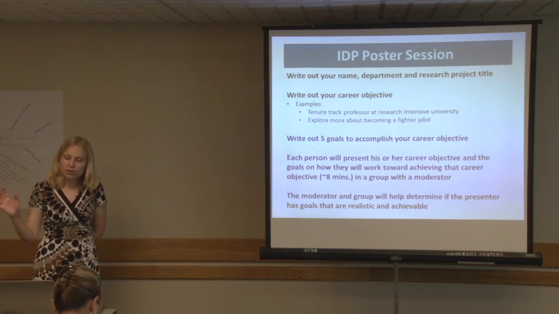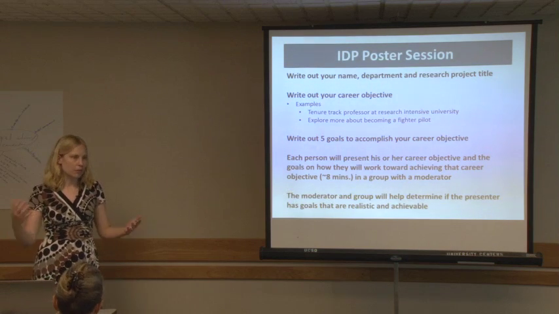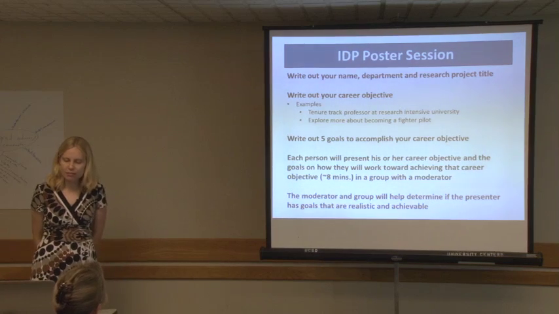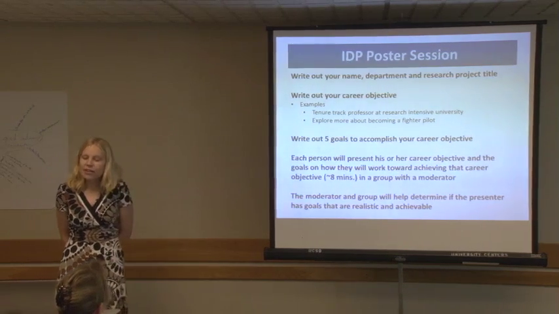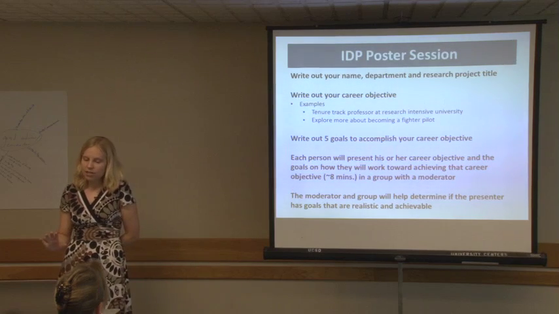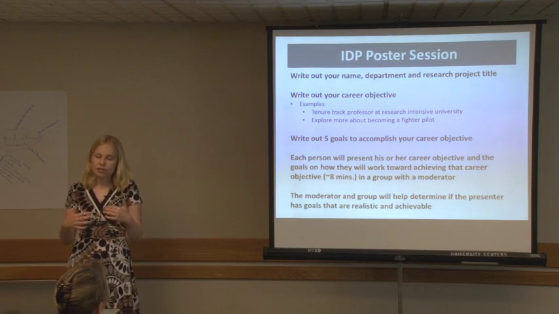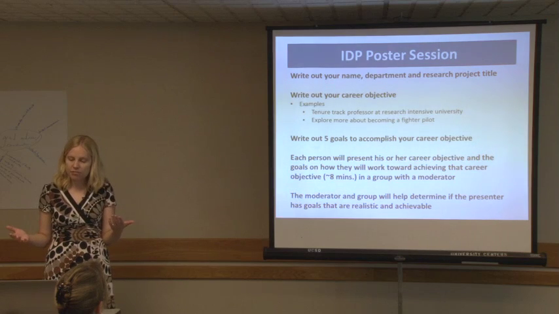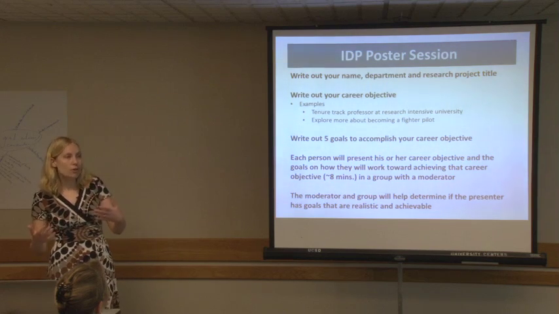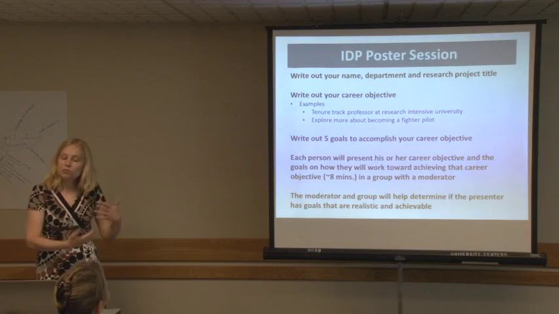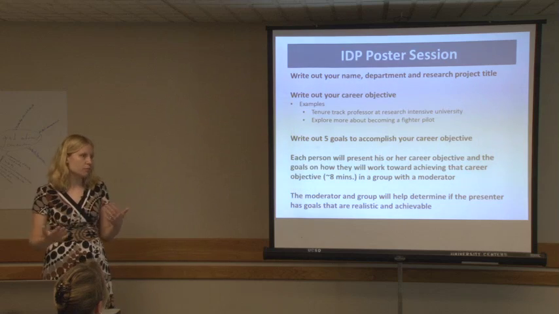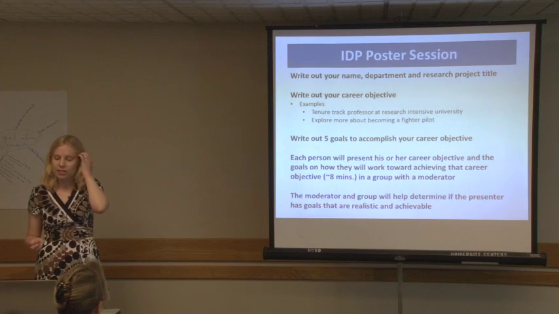Okay, so you're going to write out your name, department, and then your research project title, just to help everybody get to know each other. And then they're going to write out their career objective. This person may be a tenure track professor, or if they don't know yet, then their career goal can be to explore more about becoming a fighter pilot, for example. That can be their 1-year plan, to learn more about this thing that they might be interested in.